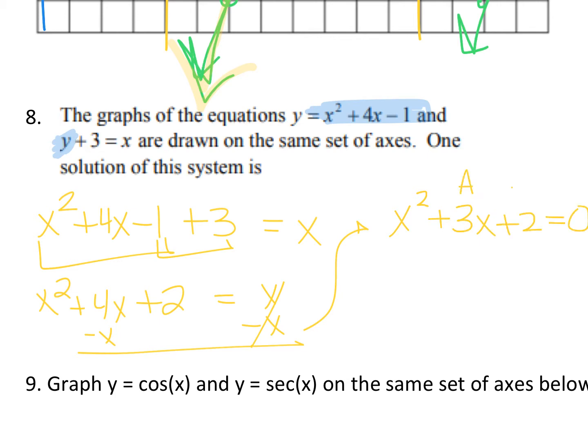And then AC. This is actually a nice AC. It's just plus 1 and plus 2. And then you gotta find x.